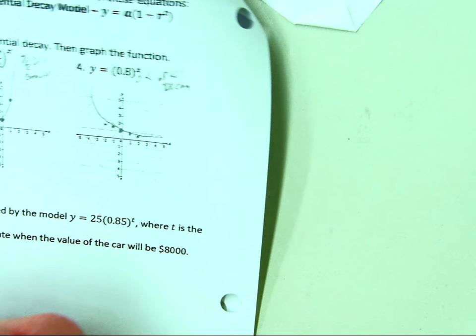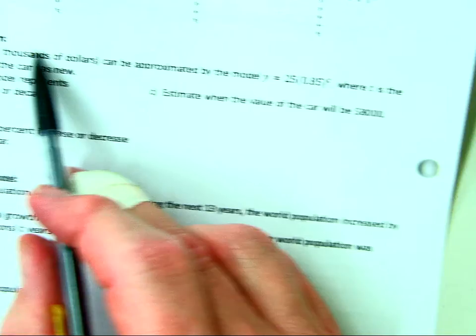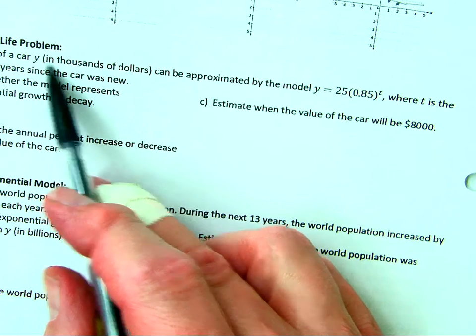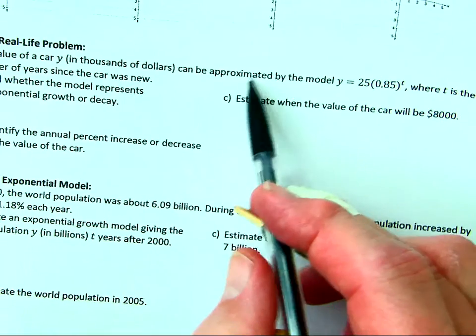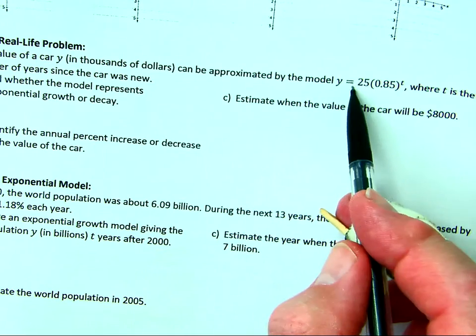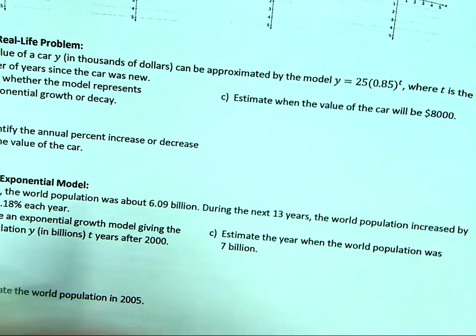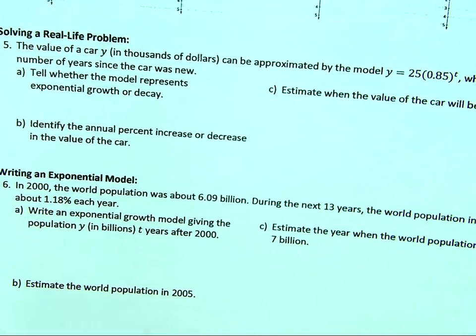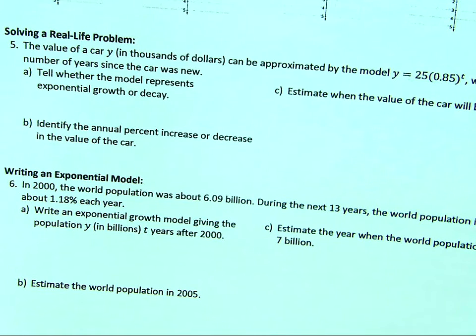Now let's look at this first sample problem here. Tell whether a car... Y, the value of the car is Y, and that's in thousands. So if it says it's 3, that's $3,000. Now they give you a model. That value can be approximated by this, where T, that exponent T, is the number of years since the car was new. So this is a way to plot what happens to the value of your car over time. Well, it depreciates. Depreciation, one of the ways to do depreciation with exponential functions.